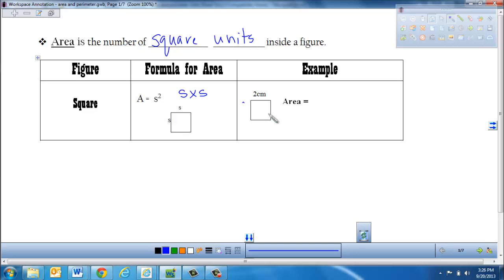So we look over here at this square, and this is 2 centimeters, which means that this is also 2 centimeters. So we take 2 times 2 equals 4, and we have to remember to label, so it'd be 4 centimeters. And with area, we always say centimeters squared.